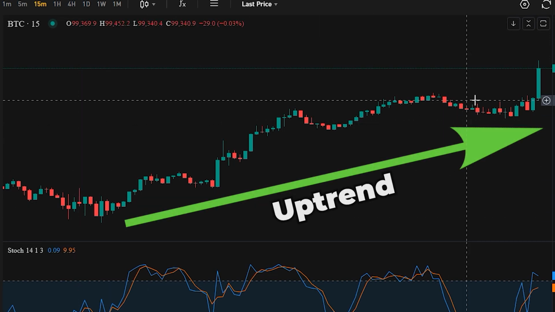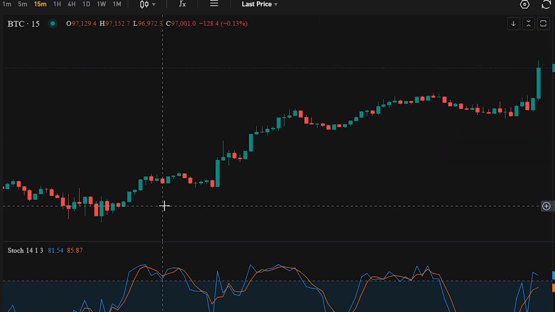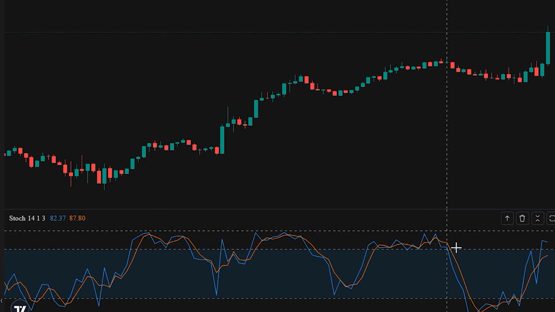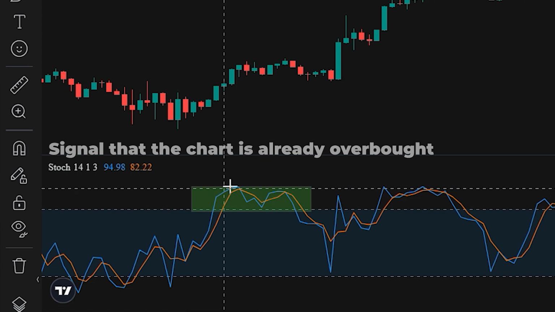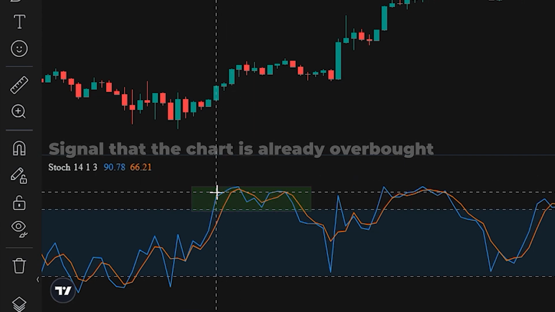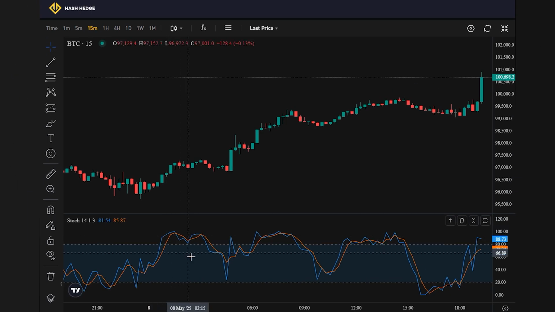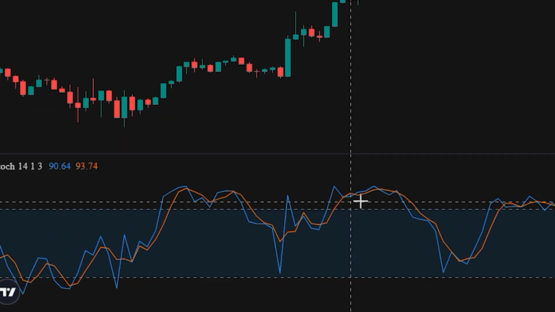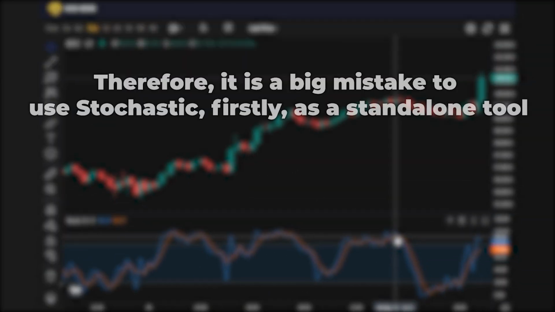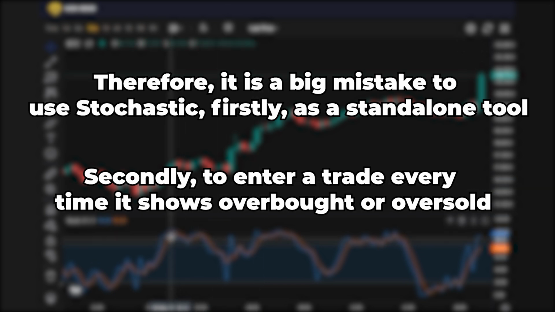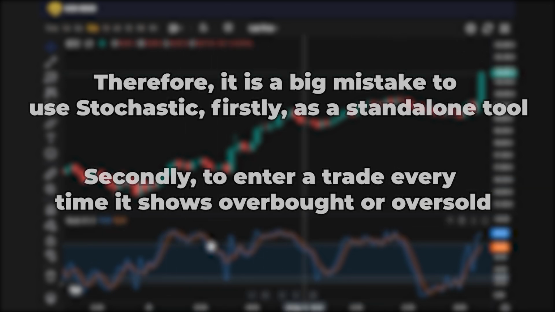But when you have a clear uptrend, like right here on the chart, we see the main problem with the stochastic indicator. As you can see, it can stay in the overbought zone for quite a long time. Right here, Stochastic showed us a signal that the chart is already overbought at this point. And in theory, we're supposed to make a trade down, but we have a clear uptrend. And as you can see, it can be uptrending for a very long time. Therefore, it is a big mistake to use Stochastic, firstly, as a standalone tool, and secondly, to enter a trade every time it shows overbought or oversold.